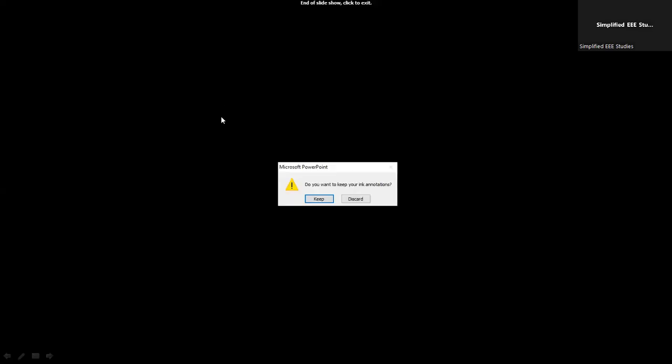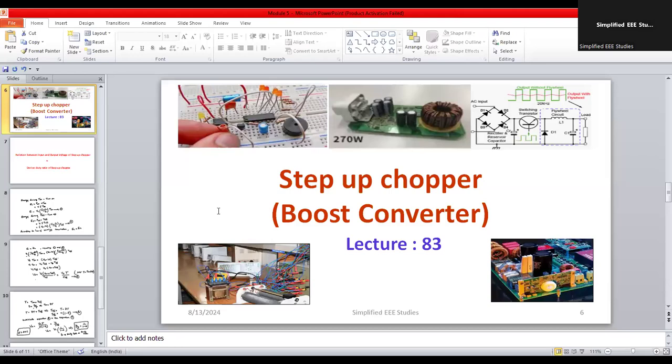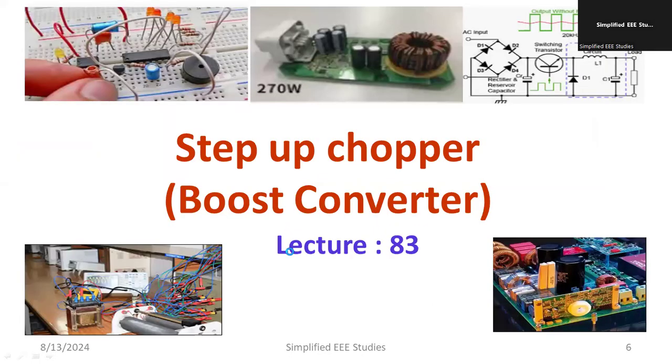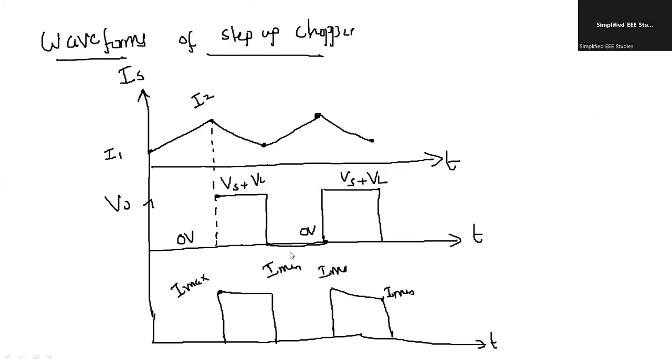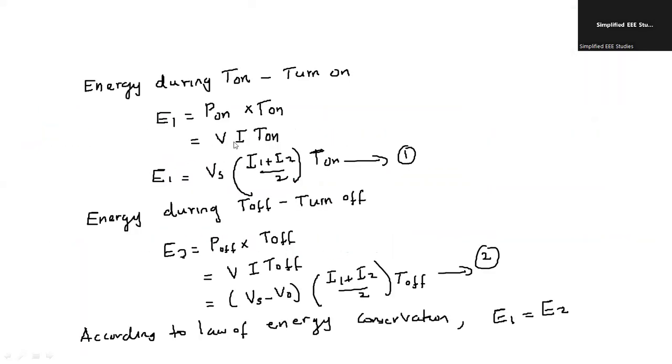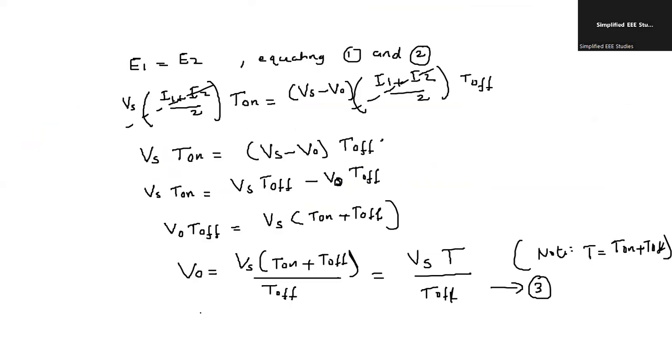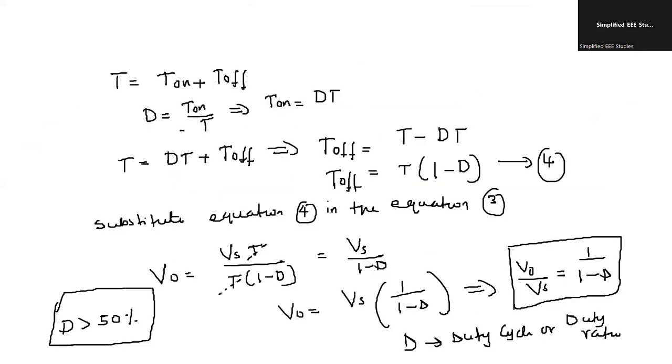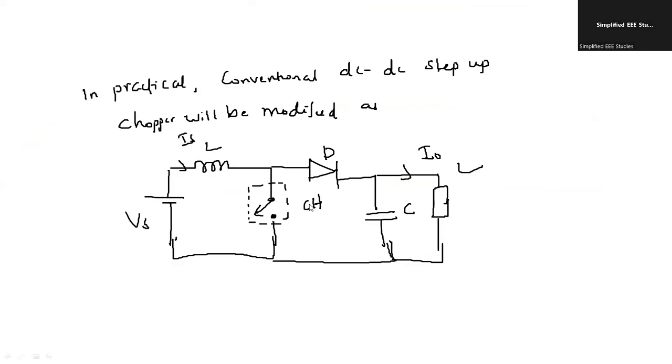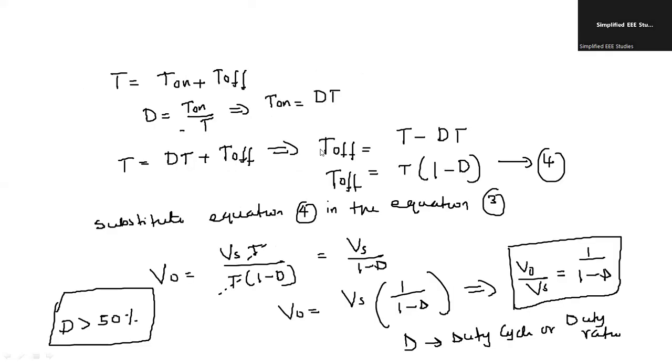Practically, the step-up chopper will be modified in this fashion. In this video, what you have learned is the relation between input and output voltage of a step-up chopper. I discussed the law of energy conservation and E1 and E2, that the energy stored during on and the energy stored during off are equated to each other. Ultimately, I found the relation between output and input voltage, V naught by Vs equal to 1 by 1 minus D. Finally, the practical boost converter, the practical step-up chopper, has been drawn on the screen. So in this session, we discussed the idea of the boost converter.